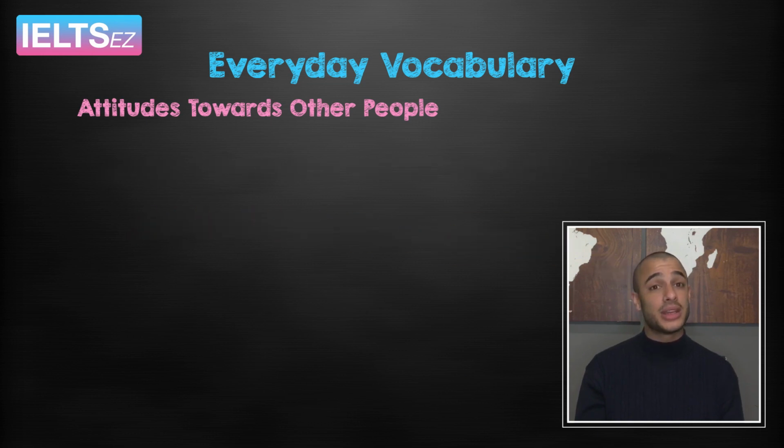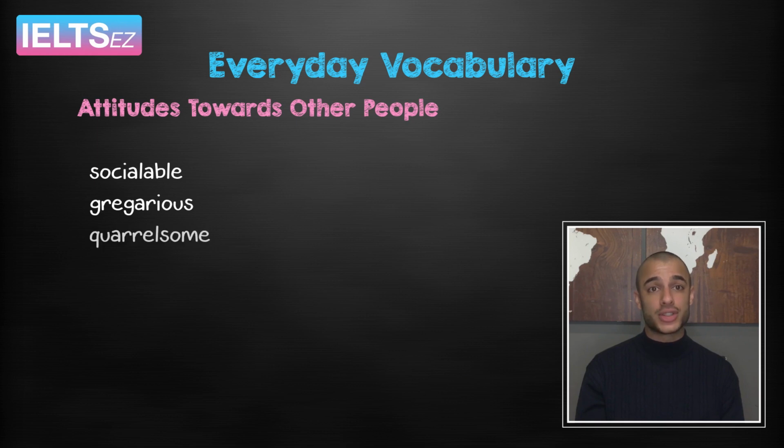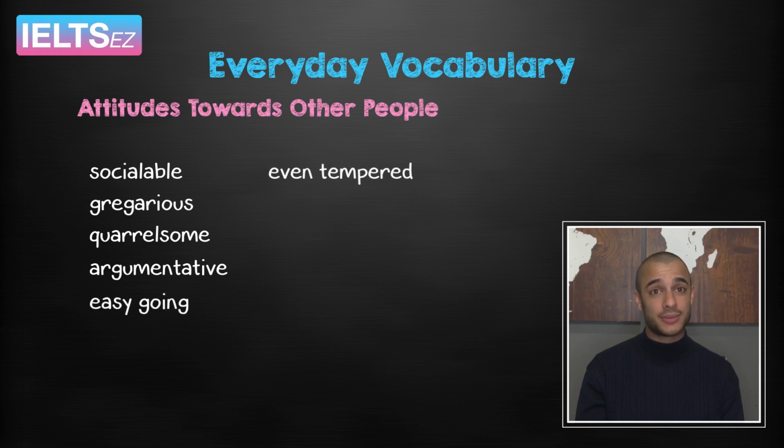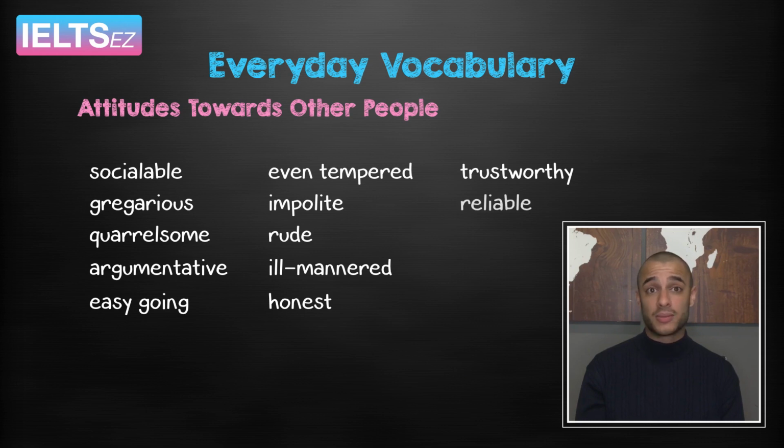Now say all these words again after me, and try to keep up. Sociable, gregarious, quarrelsome, argumentative, easygoing, even-tempered, impolite, rude, ill-mannered, honest, trustworthy, reliable, sincere, jealous, and envious. Oh yeah!